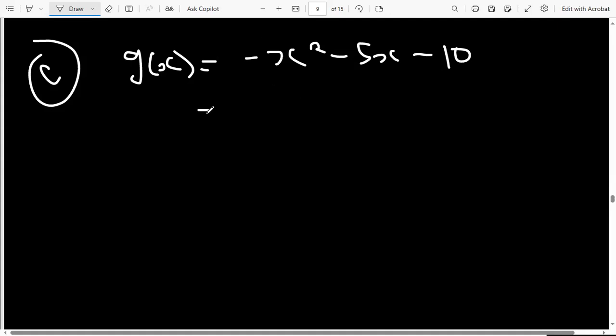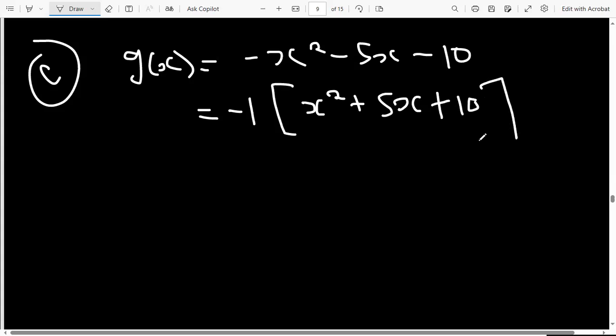Okay, so the first thing we said is to make sure that this x squared here is a positive 1 in front. So we can see a minus 1. So let's factorize the minus 1. And then what are we going to have? We're going to have x squared plus 5x, okay, and then plus 10.